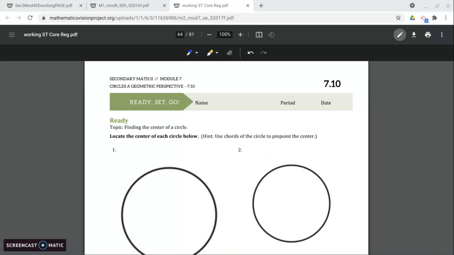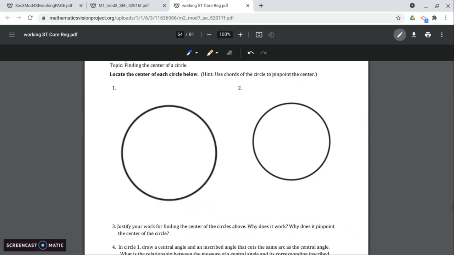So what we're looking at here is we want to locate the center of each circle below. Hint, use the chords of the circle to pinpoint the center. Remember, we've looked at something similar before. A chord is any line that goes from one side of the circle to the other. It does not have to pass through the center.